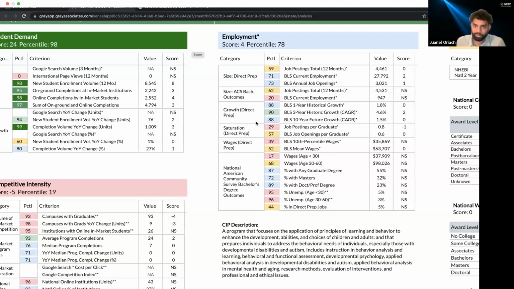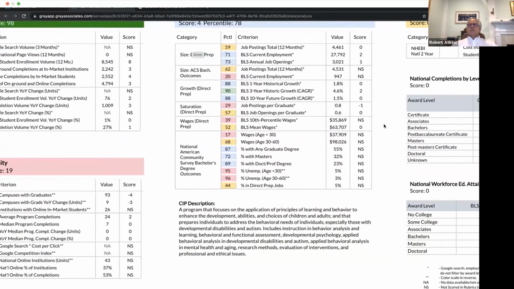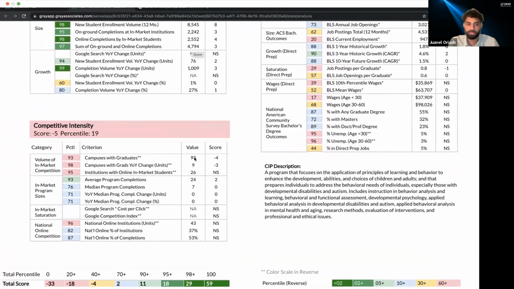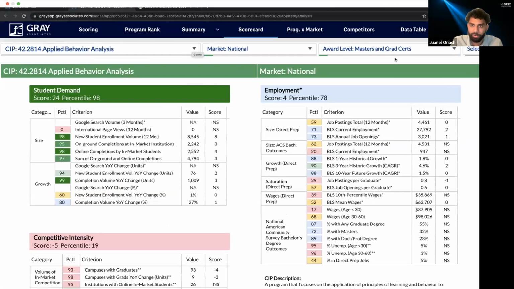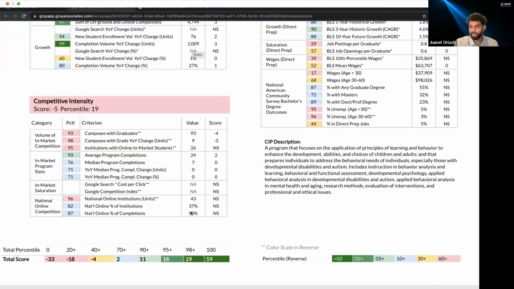Yeah, and we can see that here in the job postings per graduate being under 1 for a saturation metric. And even the ACS jobs, they're not a lot. And then I'll just quickly jump down to the competitive intensity here, and we'll see 93 campuses with graduates. This has increased by 9 year over year. So 9 new campuses in this market. And this is for master's level. I think it's master's and grad certificate actually. Median program completions of 7 with an average program completion of 24. And 53% of completions are online here. I would highlight that as well.